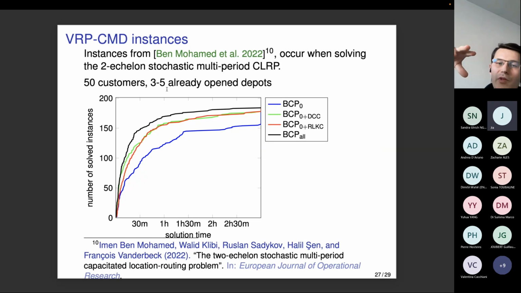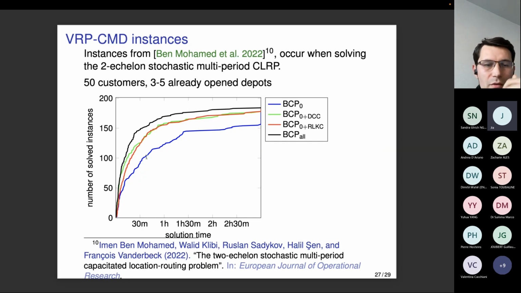And here the capacity of the depots are not like original capacities. This capacity of the depots comes from the first echelon. This is the amount of goods which are brought to this depot from the upper level. And in this case, it's quite realistic to have the depot capacity quite close to the vehicle capacity.